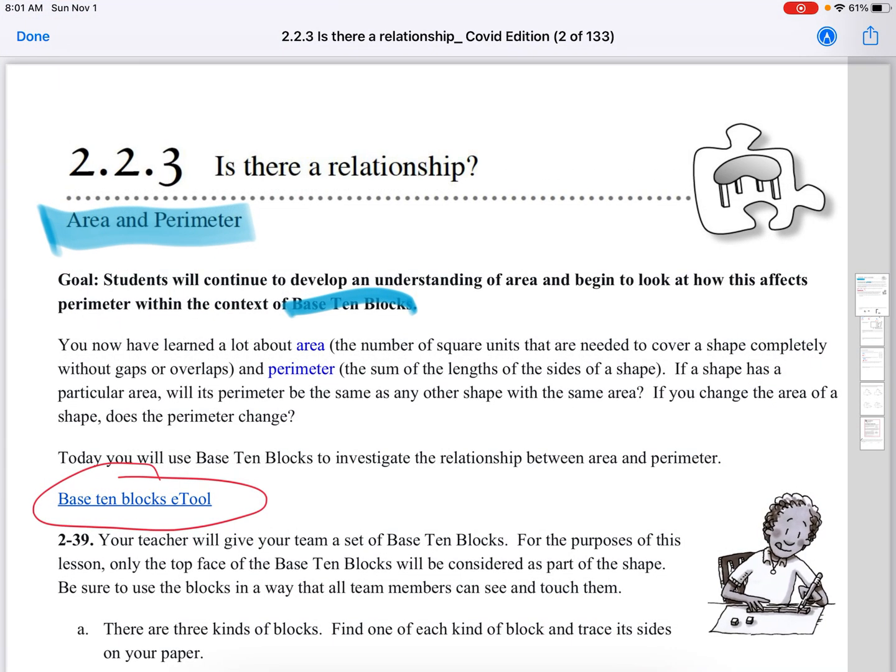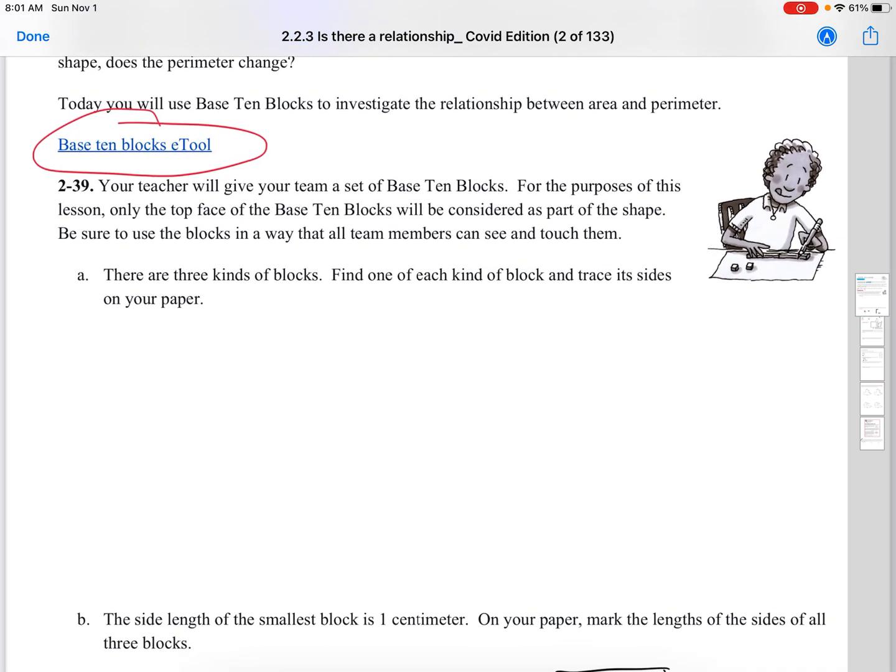All right. So, your teacher will give your team a set of base 10 blocks. For the purpose of this lesson, only the top face of the base 10 blocks will be considered as part of the shape. Be sure to use the blocks in a way that all team members can touch them. So we're going to use those in class. If you're at home, you'll have that digital option. So there's 3 kinds of blocks. Find one of each kind of block and trace it on your paper.